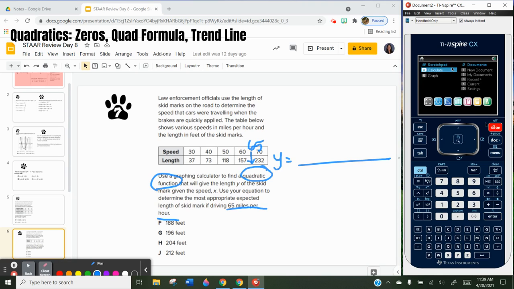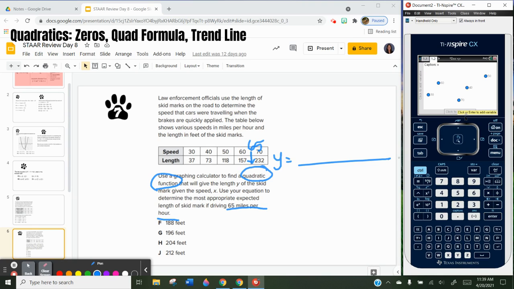Once we've typed them in, you're going to go to Data and Statistics, clicking X and Y. And again, you need to go to Menu, Analyze Graph, Regression, Quadratic, because it's a quadratic equation. Now it gives you this nice long equation. You do not have to write the whole thing, but the more numbers that you have written, the closer you are to your answer when you look at your answer choices.